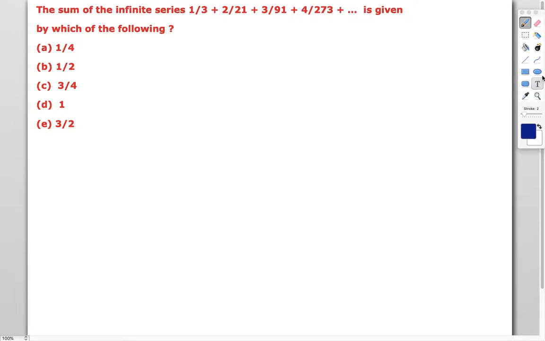Infinite series. So we need to find out the sum of the infinite series 1 by 3 plus 2 by 21 and so on. So this is 1 by 3. If you try to observe the pattern, I can say 1 upon 1 into 3. 2 by 21, so this is 2 upon 21, which is 3 into 7, plus 3 upon 91, so 3 upon 7 into 13. And you can observe the pattern, plus 4 upon 273.